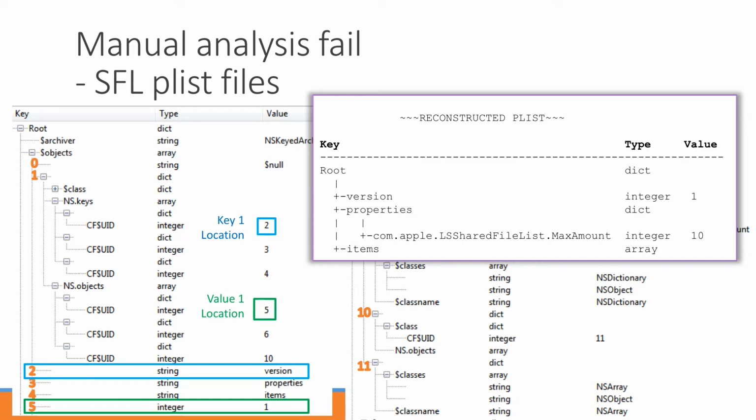This is the reconstructed plist. Instead of those 50 lines, once you read it manually, you can reconstruct this. Or better, write a program to reconstruct this human-readable plist from that SFL plist. So again, an example of where manual analysis really fails, and you have to write a program to do this. So for all of these reasons put together, I decided to create Macapt.